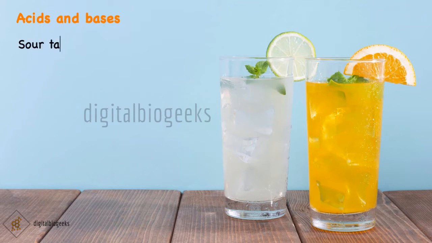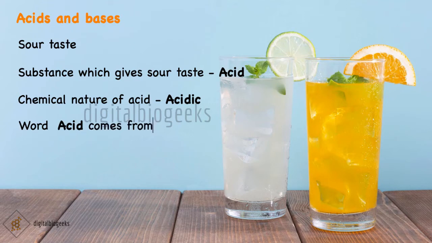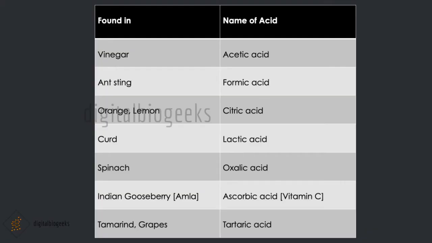They taste sour. The substance which gives sour taste to these foods are called acids. The chemical nature of acid is acidic. The word acid comes from a Latin word acere, which means sour. The acids present in lemon and orange juices are natural acids. Let's understand the type of acids present in different food items.